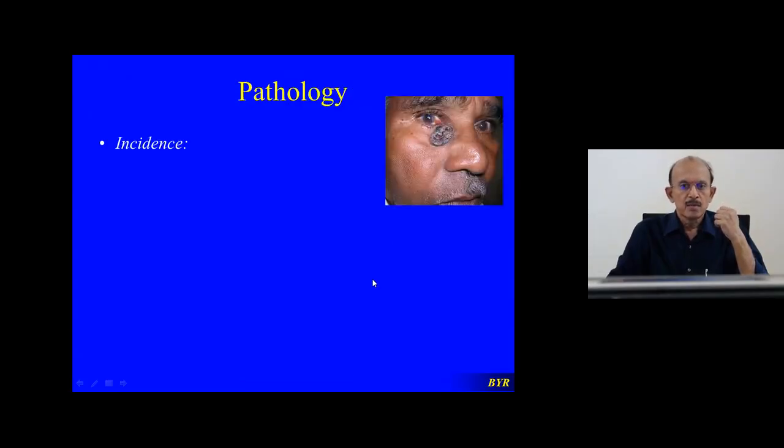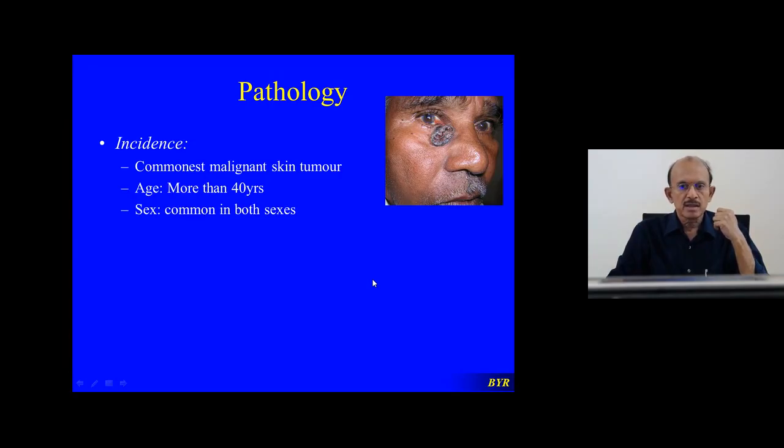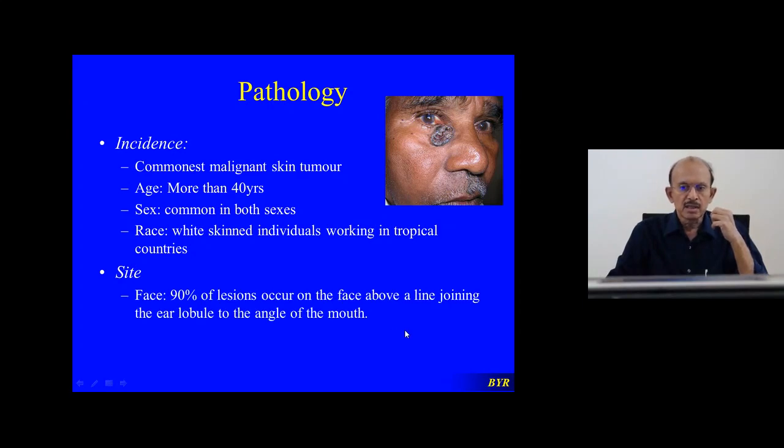Pathology. Incidence: it is the commonest malignant skin tumor. Age more than 40 years. Gender: common in both sexes equally. Race: white-skinned individuals working in tropical countries. Again, here also the exposure to sun is the most important factor. Site of occurrence: 90% of the lesions occur on the face above a line joining the ear lobule to the angle of the mouth. So you draw a line from the angle of the mouth to the ear lobule. Usually 90% of the lesions occur above this line.